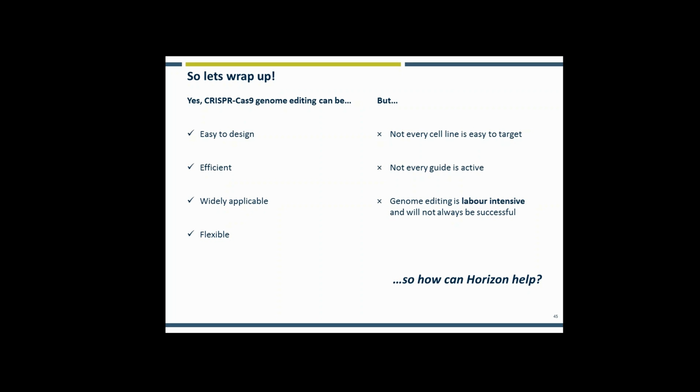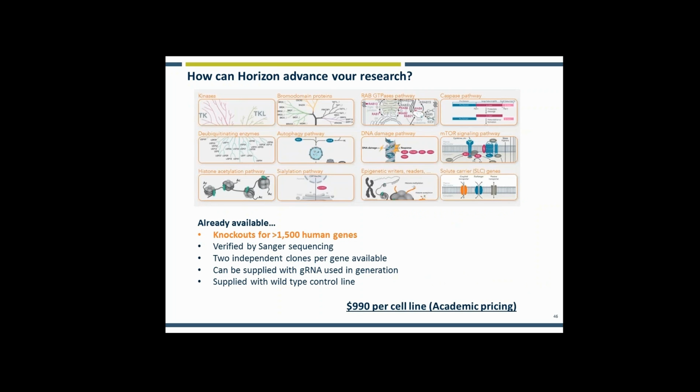And so I'd just like to finish by highlighting some of the ways that Horizon could potentially help you in your research. And this is really to say that actually it's very possible that we've already done the experiment that you're planning to do. To date, we have generated over 1,500 different knockout cell lines. These have all been verified by Sanger sequencing. And for those of you that are concerned about the potential for off-target cleavage, we have generated multiple independent clones which are available for every gene, as the likelihood of those off-target events occurring in independent clones is very low.